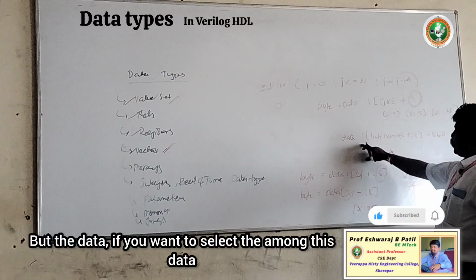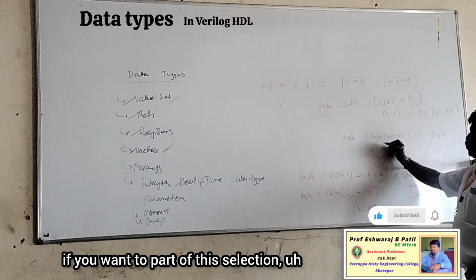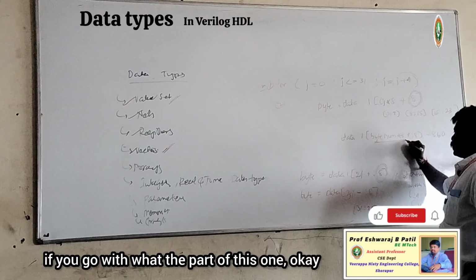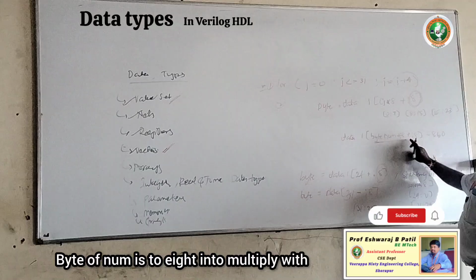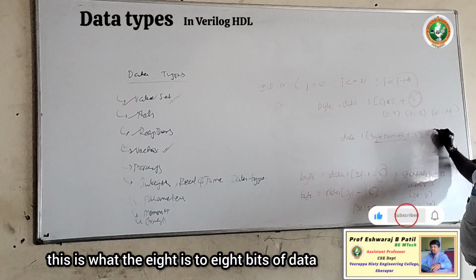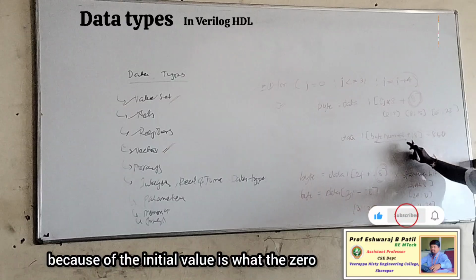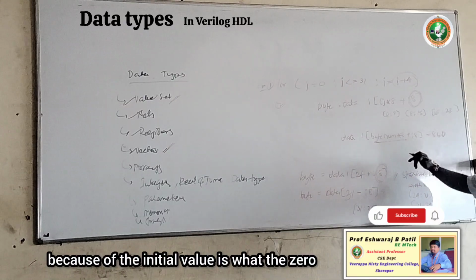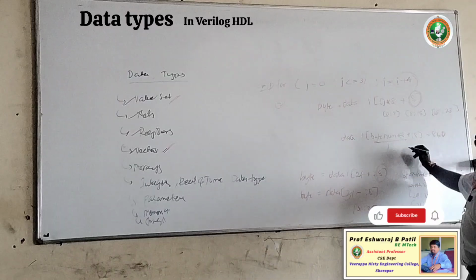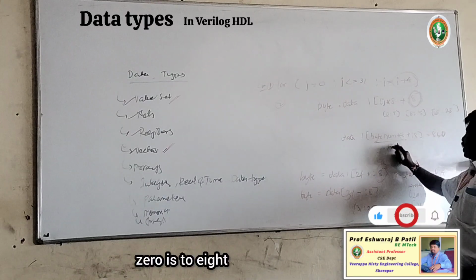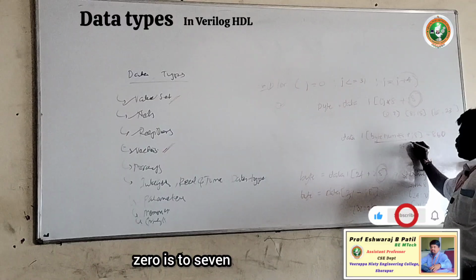But if you want to select a part of this data, we go with the part select. Byte num is multiplied by 8, so it is 8 bits of data, which has the initial value 0. If I give byte num as 1, what happens? It does not become 0 to 8, it becomes 0 to 7.